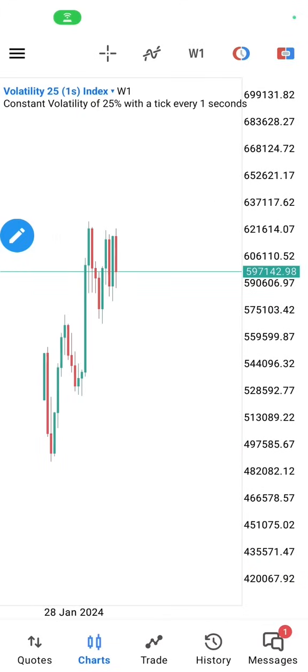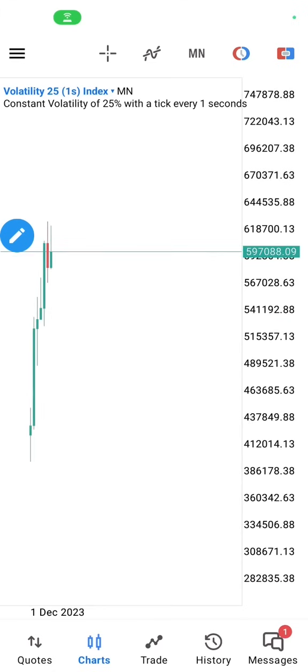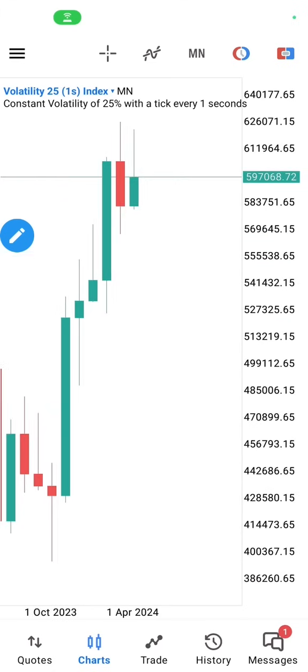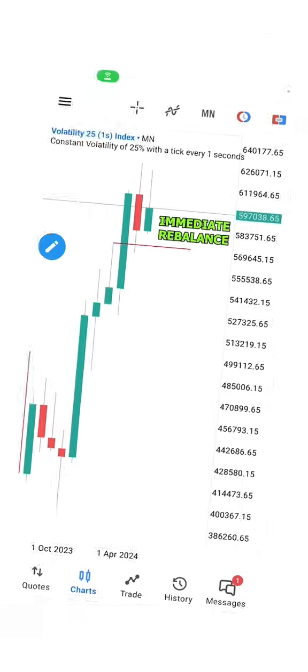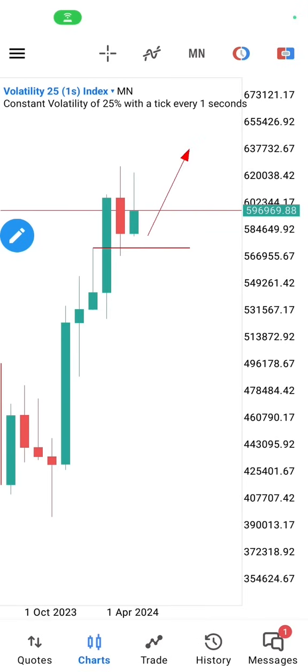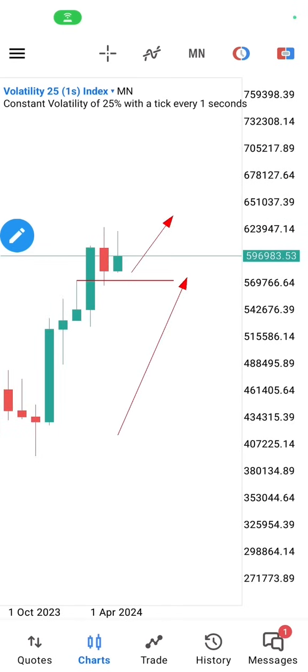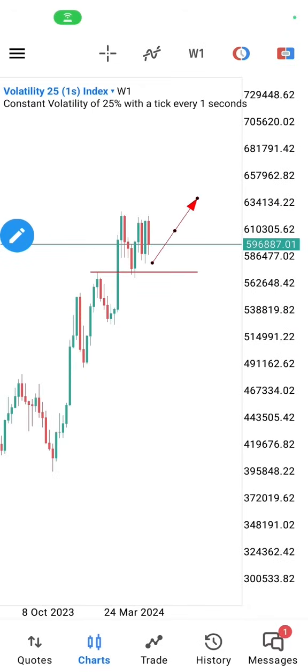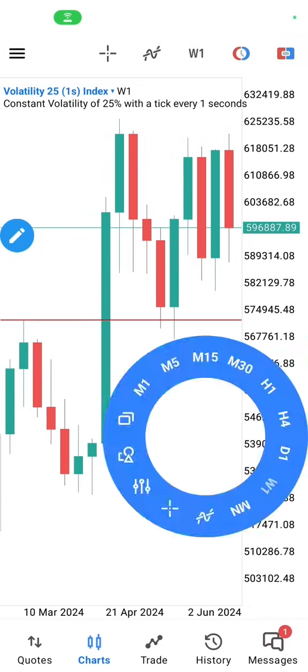On VIX 25S we start off on a huge time frame, which is the monthly chart. Now on the monthly chart we see that it formed an immediate rebalance. The immediate rebalance here gives us a signal that the market wants to continue shooting up, since it has been in a general bullish move or trend.